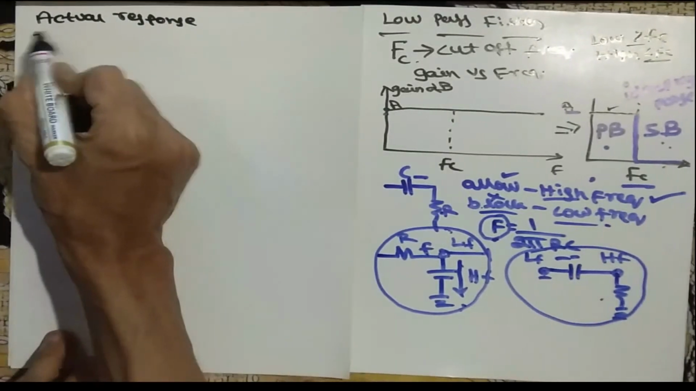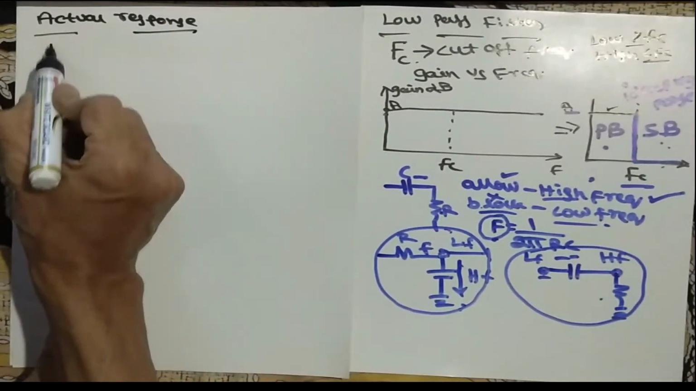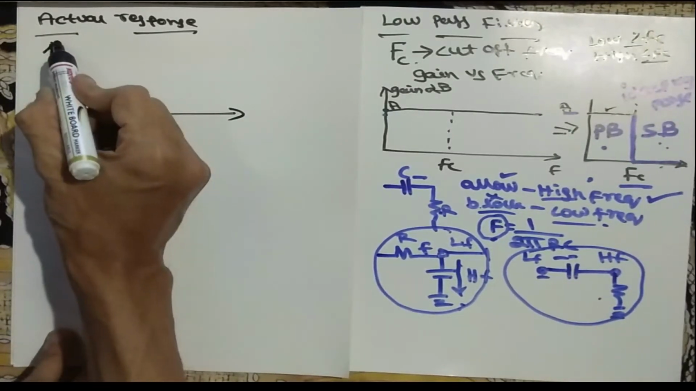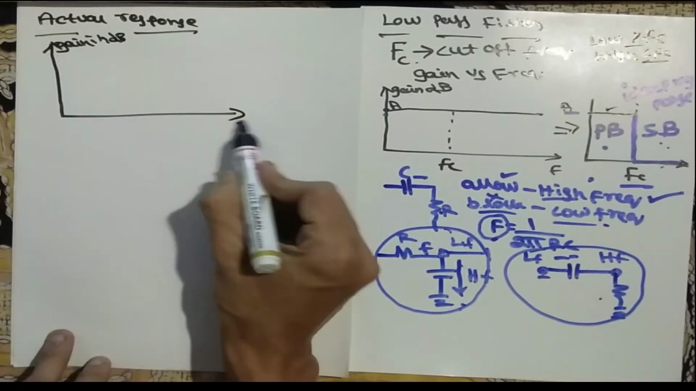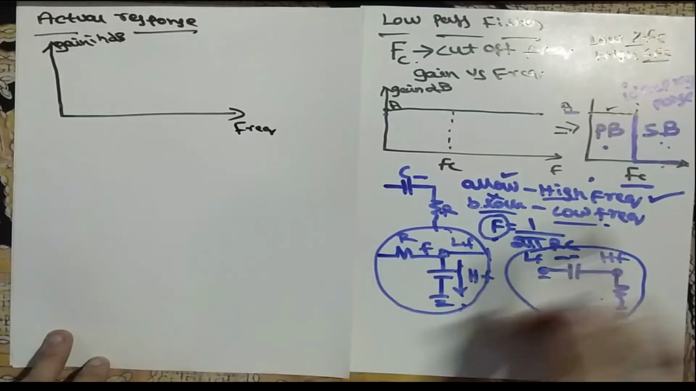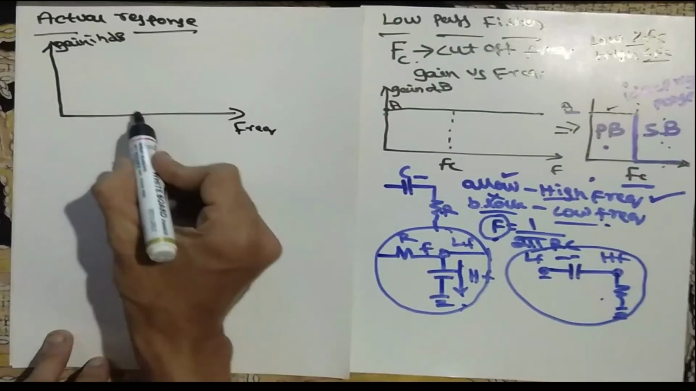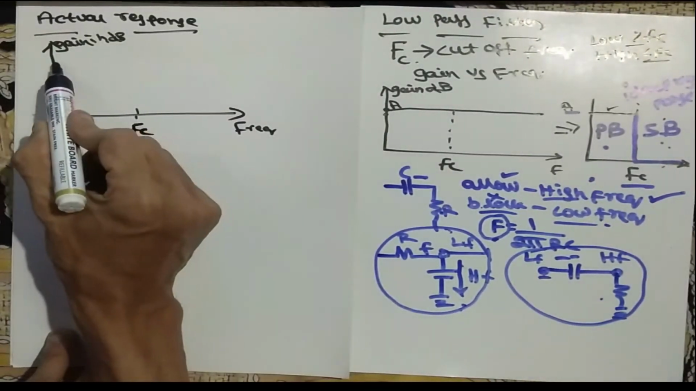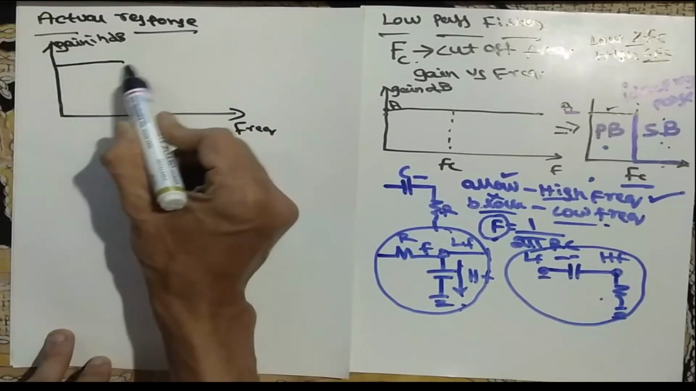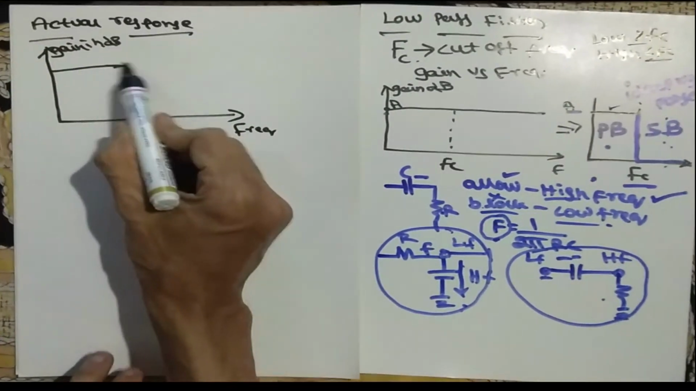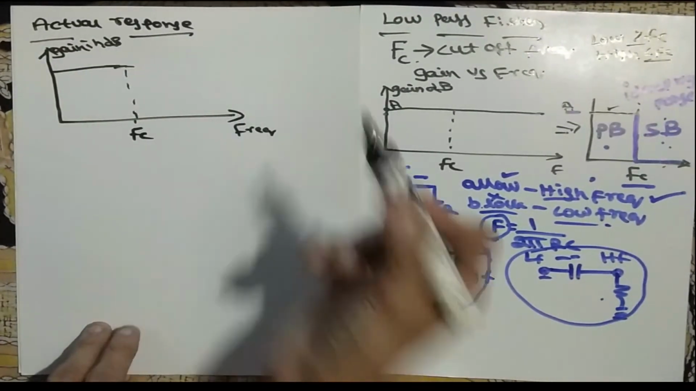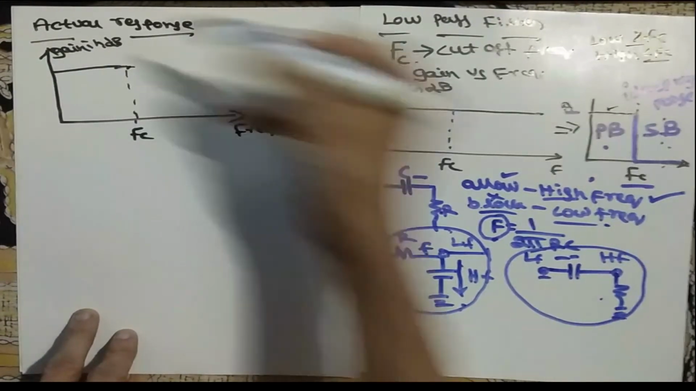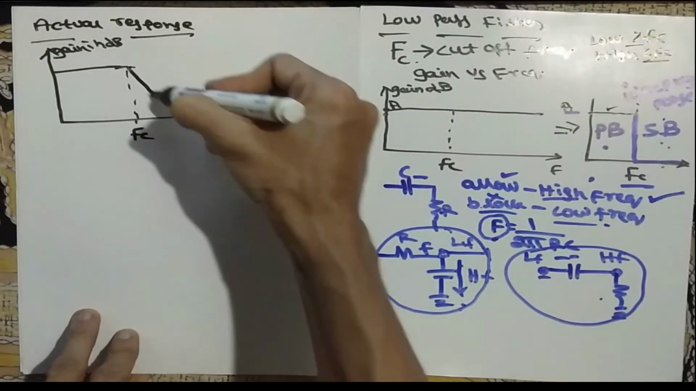So in the actual response, if you take the same diagram, here we take gain in dB, and this is, as usual, frequency. I will take this same response. We talk about the cutoff frequency FC present here. There is no doubt that up to this portion the gain is high. After this it will take some time to reach zero, that means it will take this portion. It is not directly as we showed. It will take some slope to reach here.